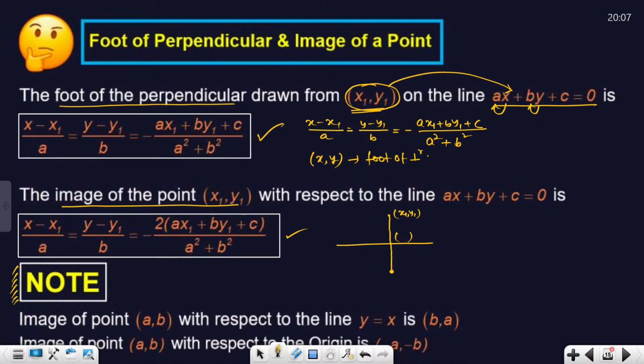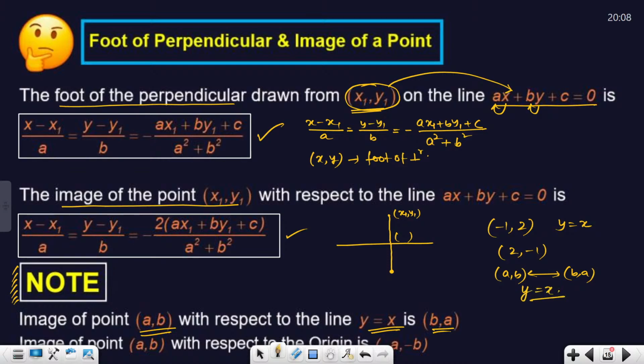Now there is a little note. One must write it down. Image of point. This is for the shortcut. Image of point (a, b) with respect to line y equals to x is always (b, a). That is, if I say what will be the image of (minus 1, 2) with respect to the line y equals to x, you apply this formula of finding out the image, you are going to get the answer as (2, minus 1). So this is the shortcut way of remembering that for any (a, b), the image of (a, b) will be (b, a) with respect to the line y equals to x.